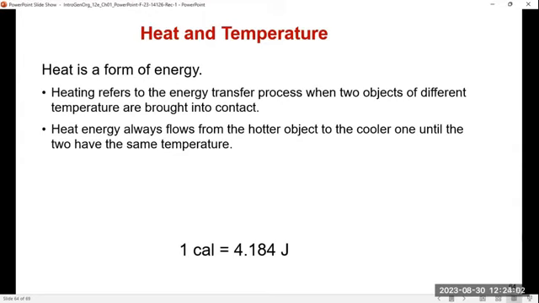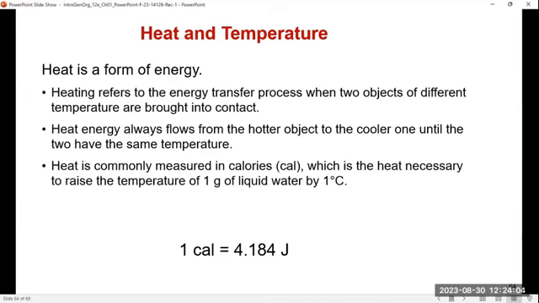Heat is commonly measured in calories. A calorie is defined as the amount of heat required to increase the temperature of 1 gram of liquid water by 1 degree Celsius. That's the definition of a calorie.